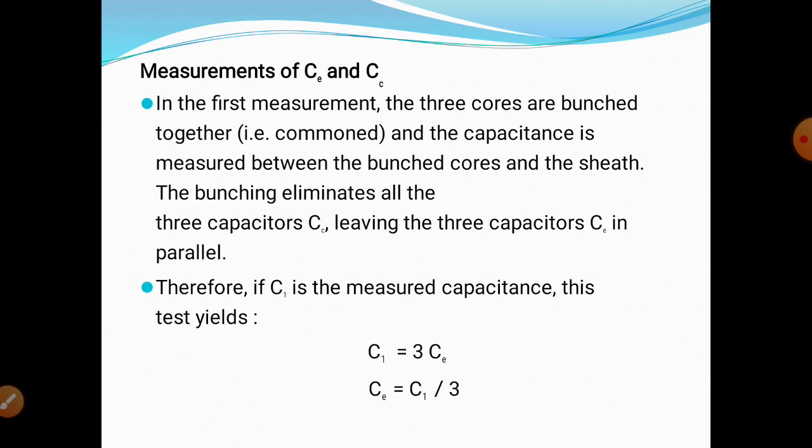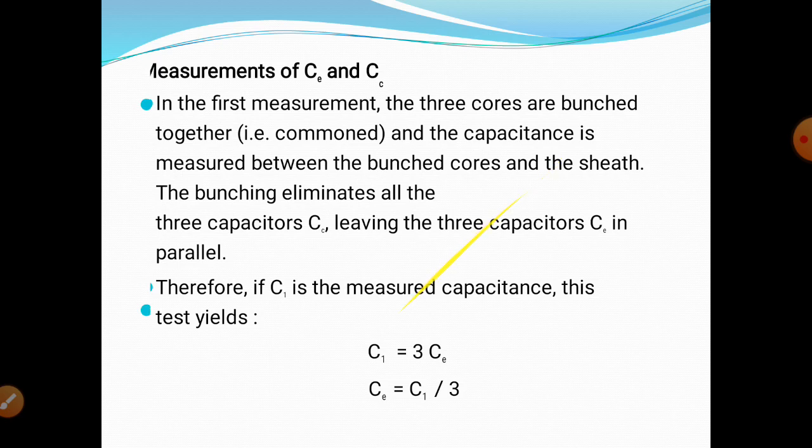And next one is measurement of CE and CC. CE is nothing but conductor to earth capacitance. CC is nothing but core to core capacitance. First, in case 1, C1 is equal to 3 into CE. The three cores are bunched, which eliminates all the 3 capacitances CC, leaving the 3 capacitors CE in parallel. So C1 is equal to 3 into CE. C1 is the measured capacitance. CE is equal to C1 divided by 3.